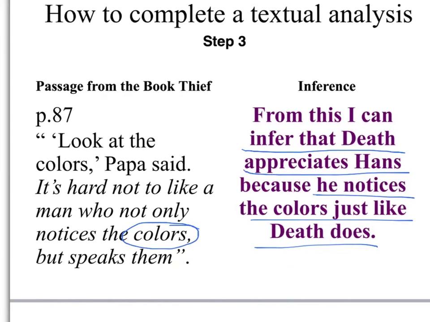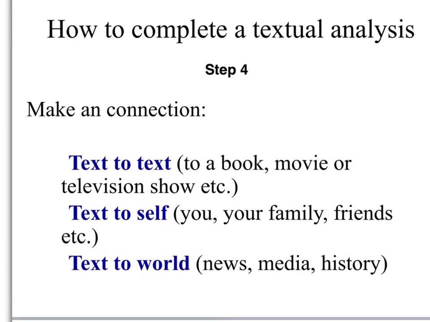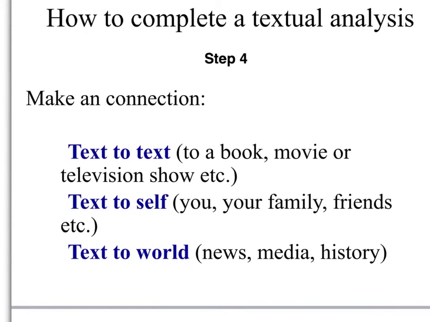Step 4 of a textual analysis is to make a connection. There's 3 general types of connections you can make. There is text to text, so to a book, a movie, or television show. There's text to self, so to you, your family, your friends, anyone surrounding you in your life. And then text to world, to the news, media, or anything that has happened in history.